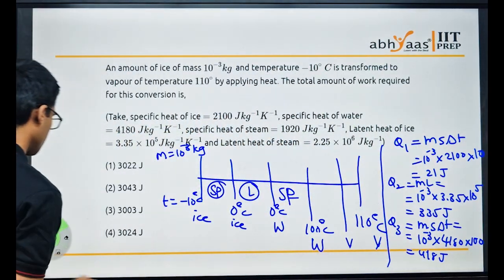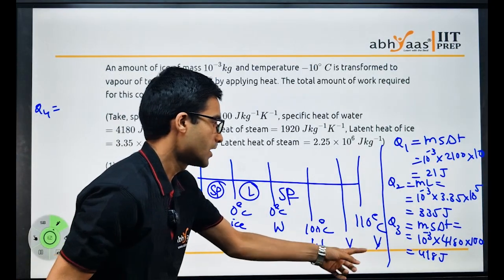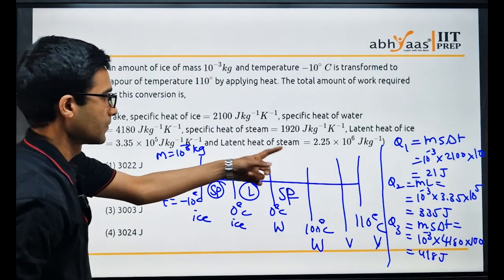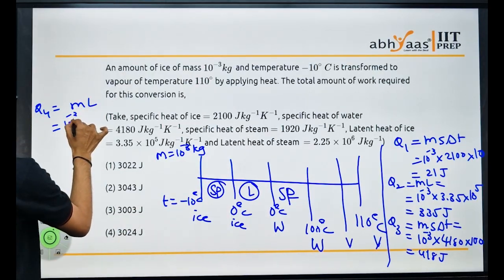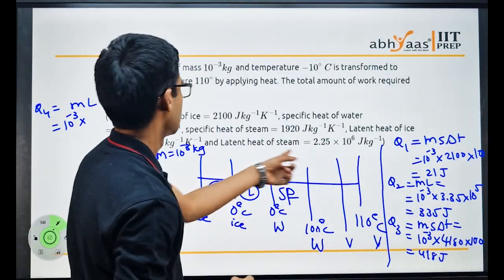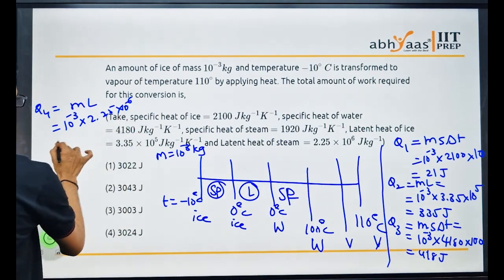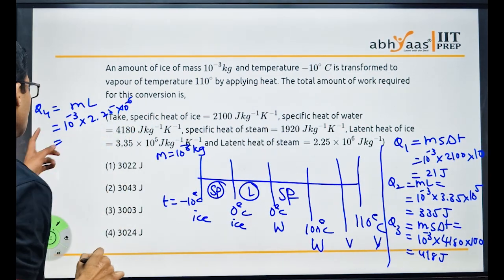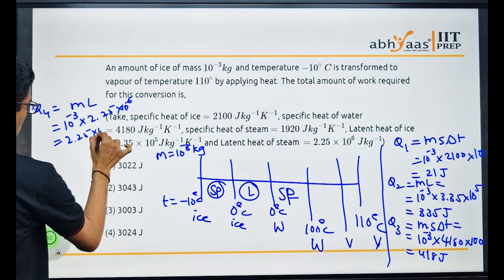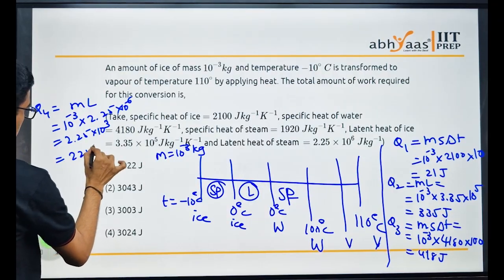I'll erase this or write here. Q4 is equal to, again what is this phase? Latent heat, so m L. 10 power minus 3 into the latent heat of steam, 2.25 into 10 power 6. So here 10 power minus 3 with 10 power 6 gives 10 cube. 2.25 into 10 cube is how much? 1000 into 2.25, 2250.